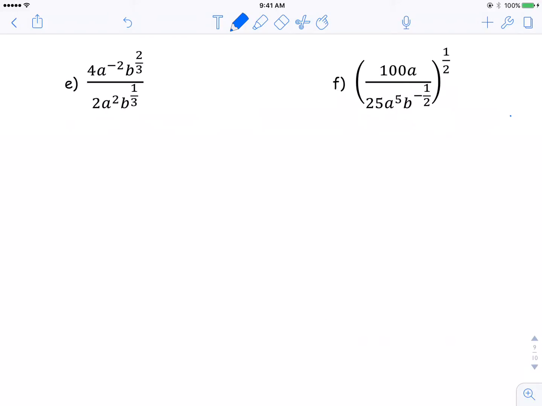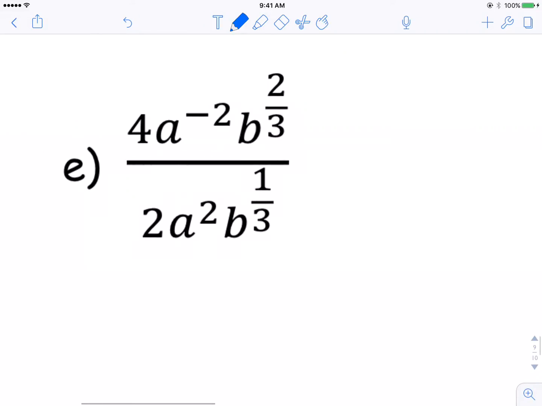Here we go. Last two examples for section 4.6. Question E: 4 times a to the minus 2 times b to the 2/3, divided by 2 times a squared times b to the 1/3. If we're going to simplify this, then we're going to simplify the 4 and the 2.